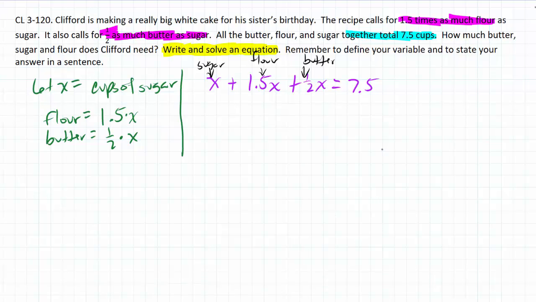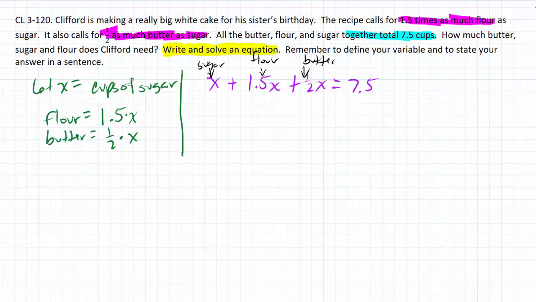We can use the 5D process if you guys want. What I highlighted was the description. We could draw a diagram as well. These are the defining the variables. The do is this part where we add it together and decide if it's 7.5 and do trial and error. But we're past that point. Now we have an equation, and we know how to solve an equation now.